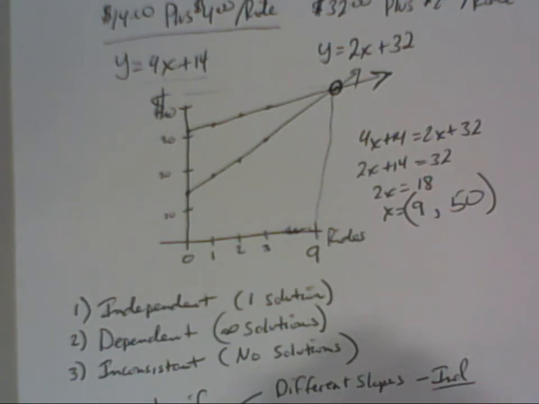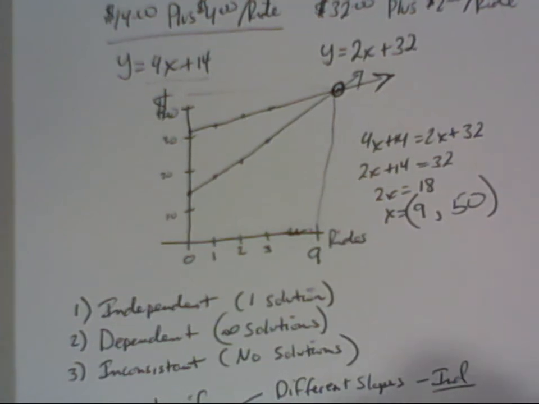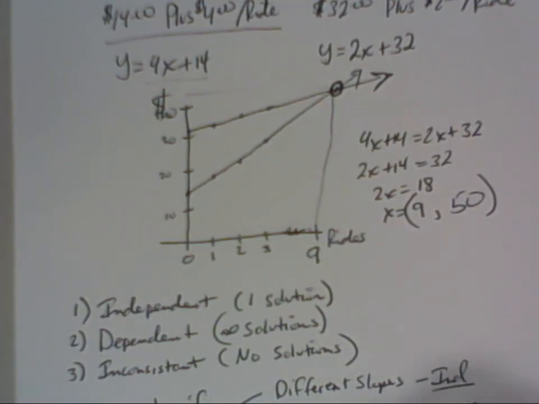However, if they have the same slopes, one of 2 things could happen. If they have the same slope and the same y-intercept, then they're the exact same line, and that is a dependent system. If they have the same slopes but different y-intercepts, then those types of systems would be inconsistent.